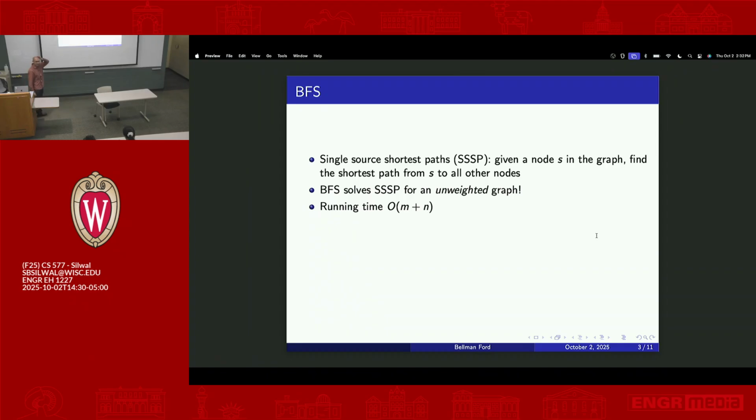Just to recap, if we didn't have any weights, then we already solved this problem. We had the BFS algorithm in linear time. It just looked at every edge one time, and if I give you a starting node, it told me all the ways to go from that node to every other node.